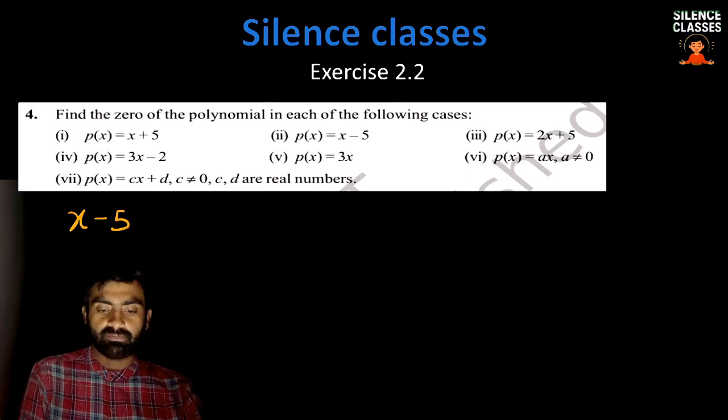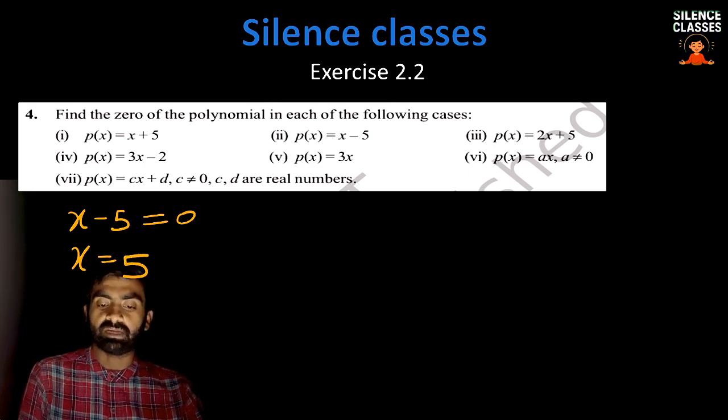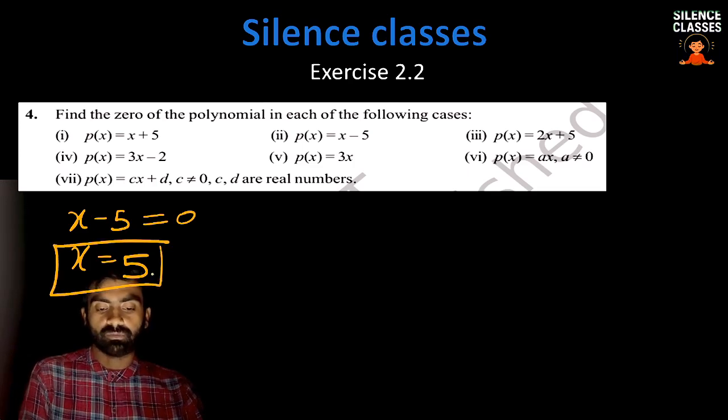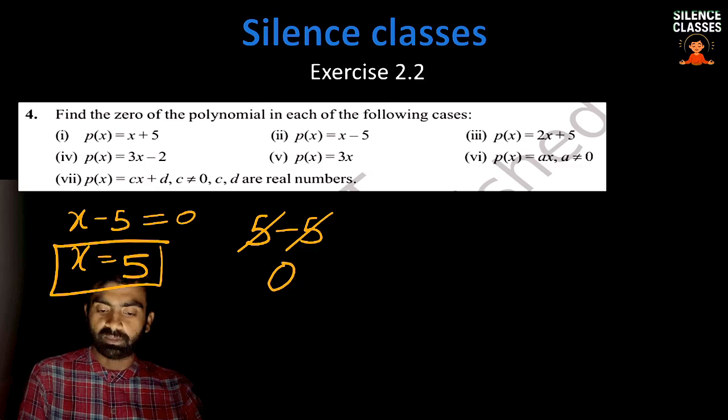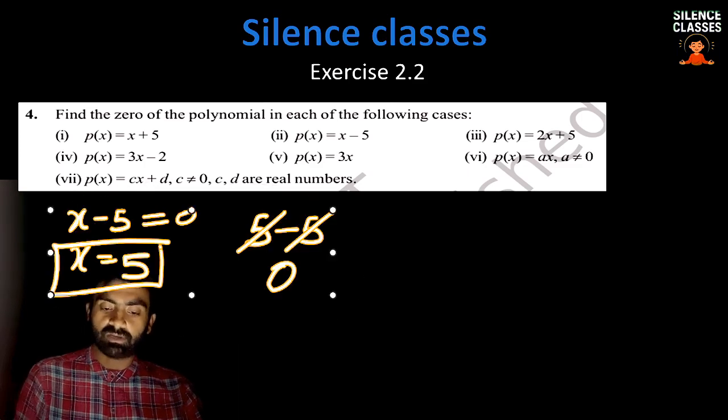x minus 5 is equal to 0. So in the place of x, we have to write 5. Means in the place of x, if I put 5, we get x is equal to 5. Okay, so 5 is the zero of the given polynomial. So 5 minus 5, we can cut it out, so it will become 0. Okay, now let's move to the next one.